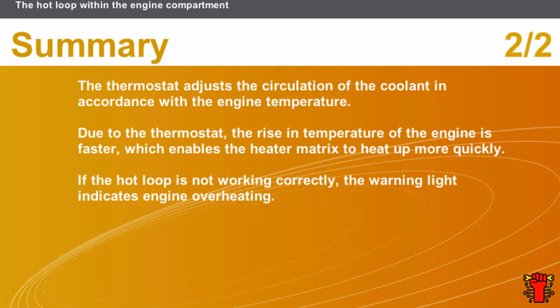The thermostat adjusts the circulation of the coolant in accordance with the engine temperature. Due to the thermostat, the rise in temperature of the engine is faster, which enables the heater matrix to heat up more quickly. If the hot loop is not working correctly, the warning light indicates engine overheating.